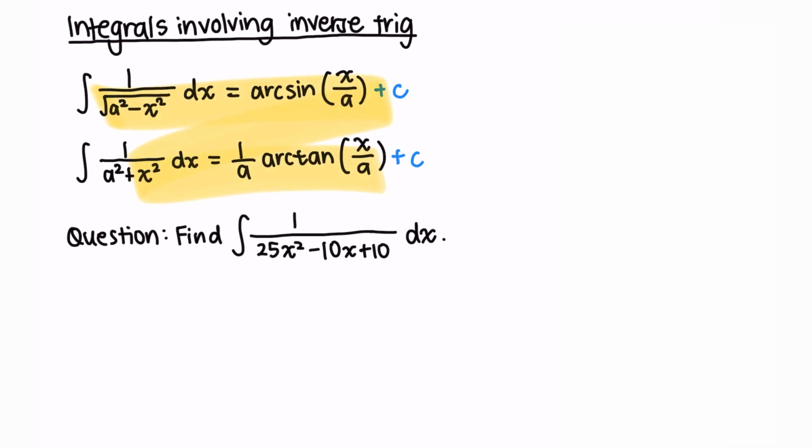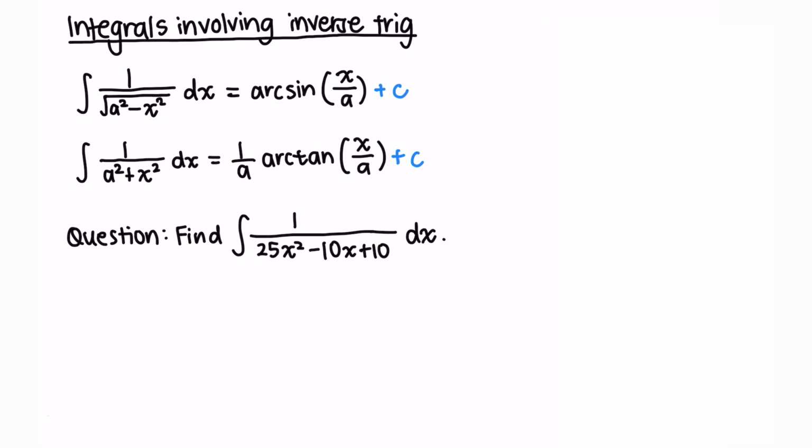Now the last part will be revolving around integrals involving inverse trig. These two are directly in your formula booklet. So let's go through this. If you have the integral of 1 over the square root of a squared minus x squared, this will be equals to arcsine x over a plus c. And similarly, if you have the integral of 1 over a squared plus x squared, this is equals to 1 over a arctangent x over a, and don't forget your plus c.